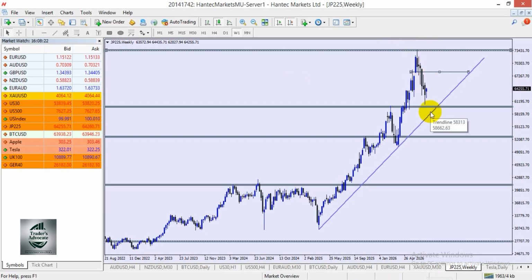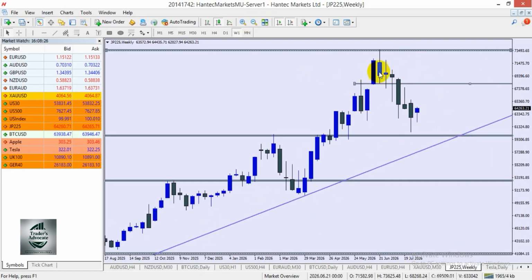Profit taking, a correction should occur. Now notice on the weekly time frame, notice this candle's behavior. This just tells you that the bulls have lost their buying pressure. As you can see, all these weak candles to the downside before the market actually collapsed.